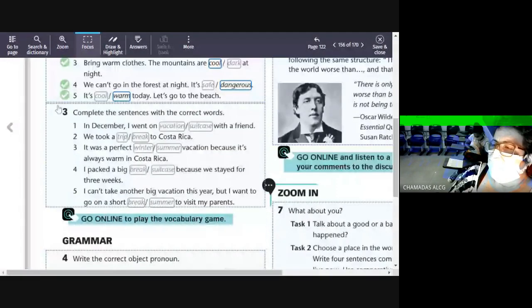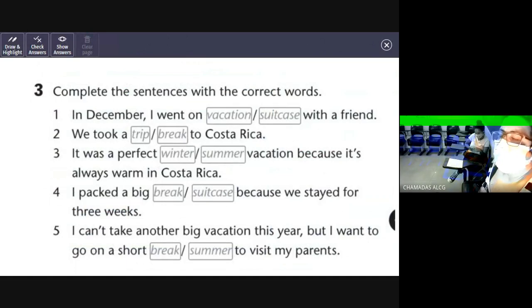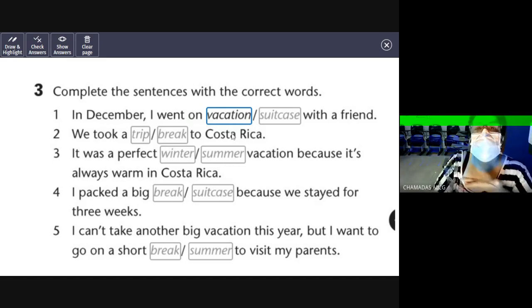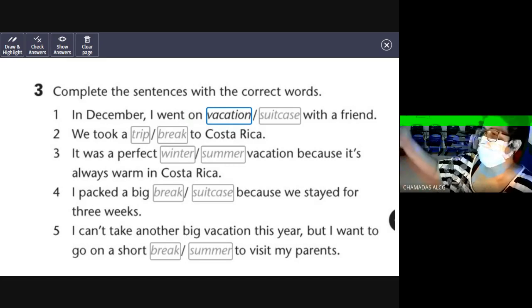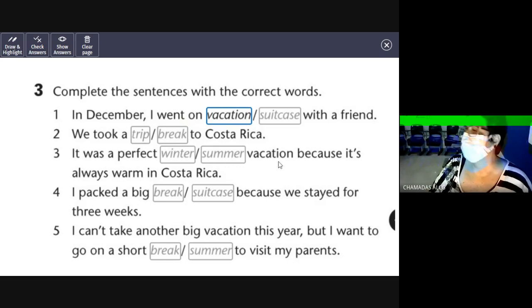So number 3, complete the sentences with the correct words. Let's go. In December, I went on vacation. Yay, with a friend. Okay, so here we have an expression we used a lot in this unit, which is to go on vacation. Here it's in the past. I went on vacation. Okay.